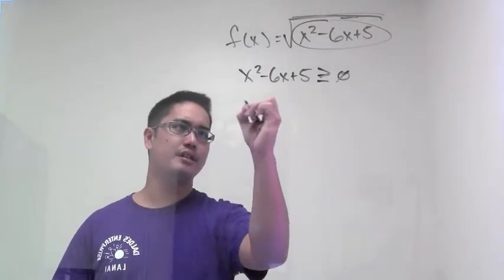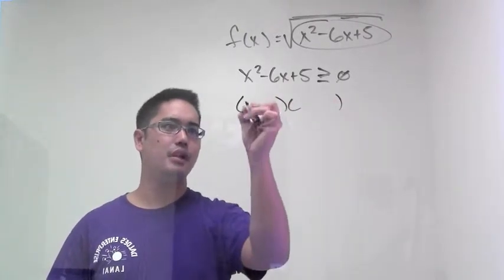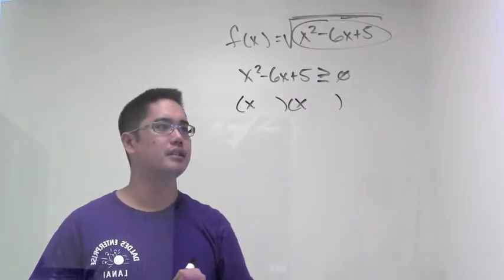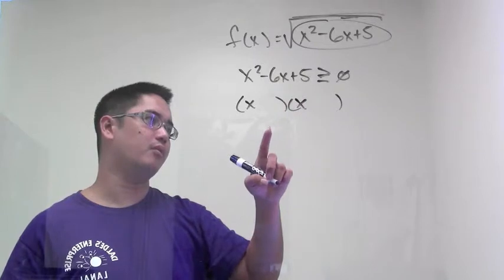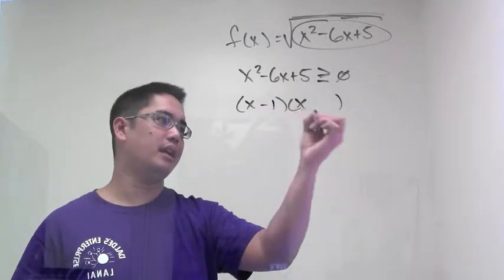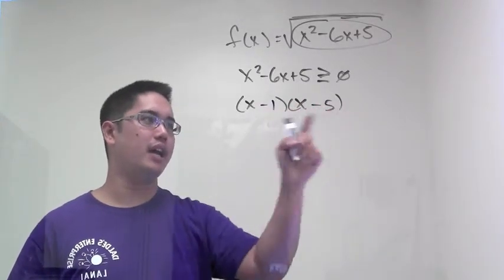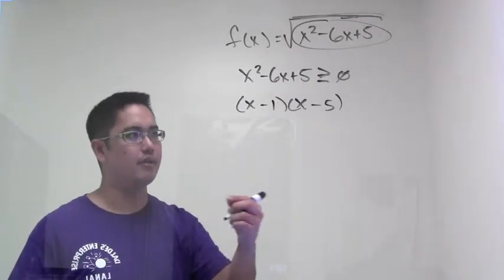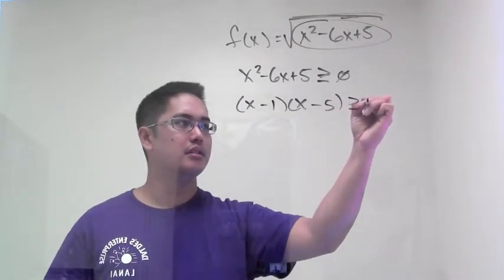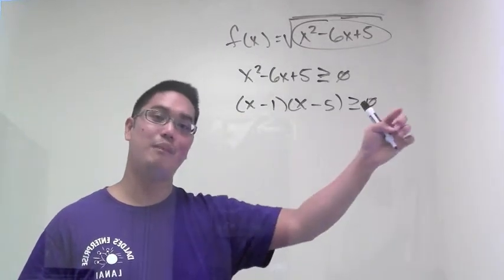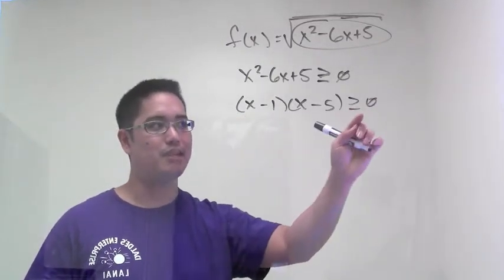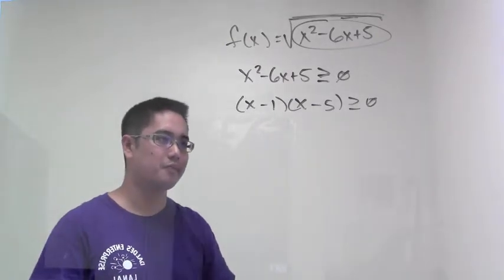If I were to factor this, I would have x, and then I would say, I think that 5 and 1 works. But that would have to be a negative 1 and a negative 5, because if I want to add them, they have to be negative 6. I'm happy with that. So it's saying that this times this has to be positive. This times this has to be bigger than 0.